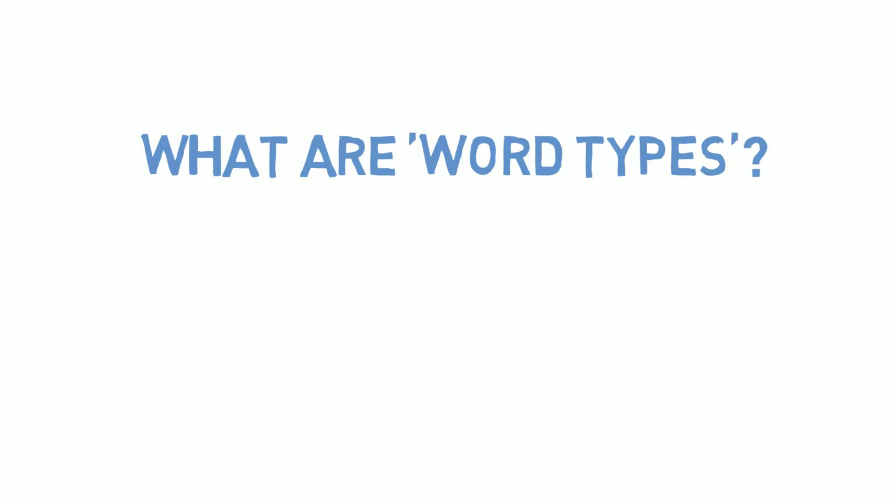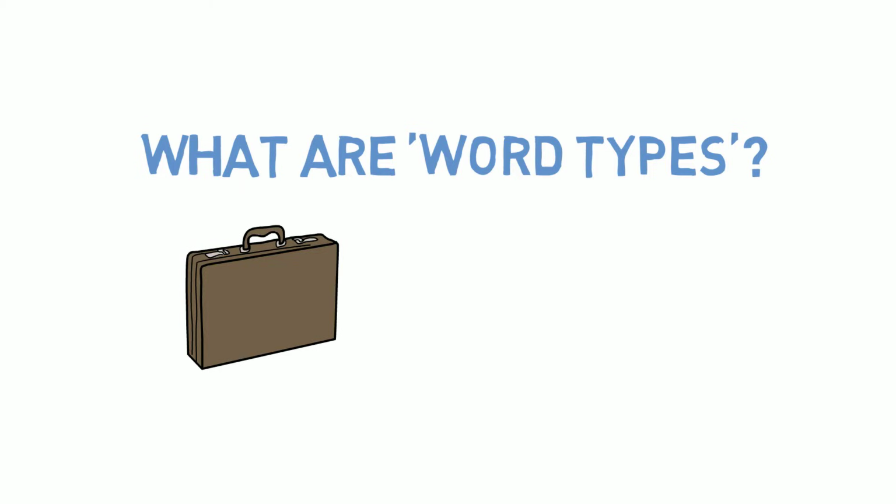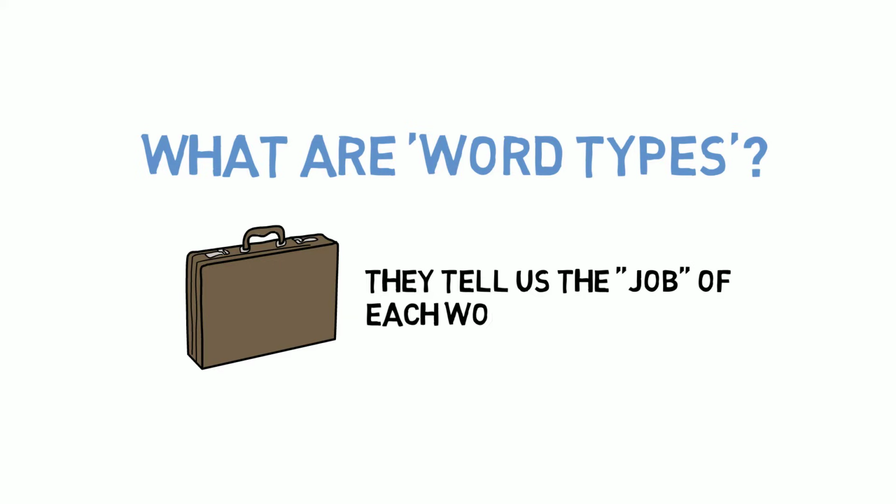Think of it like this. Every sentence is made up of words, obviously, but each of these words in the sentence has a specific job to do. Now, these jobs vary. They can be telling us what something is, where something is, what something looks or smells or tastes like, what something is doing, how many somethings there are. You get the idea. So, a word type basically tells us the job of a particular word in a sentence.